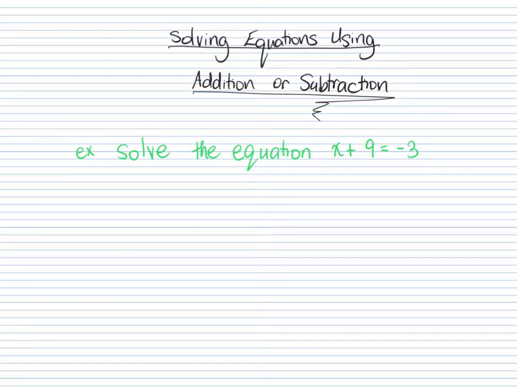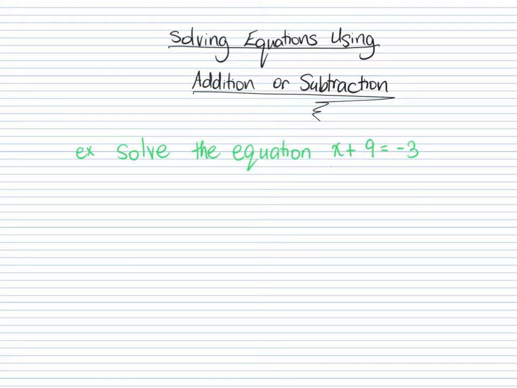Now, I could say I like the number 2. 2 is my favorite number. I want that to be the solution. Well, that's not going to work. Why? Because now this statement is not true. 2 plus 9 is not negative 3. So I'm going to get rid of that really quickly before someone thinks I'm crazy. Okay. So that's not the solution.